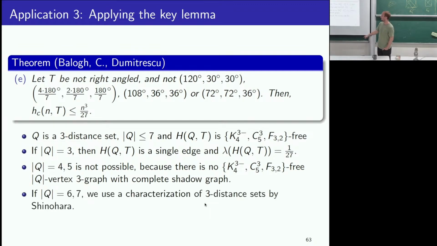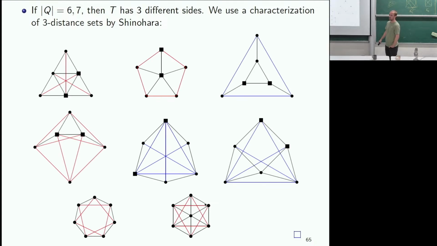So 6 or 7 are going to be the tricky cases. But we know that Q needs to be a 3-distance set. And Shinohara did the work for us. There are not that many 3-distance sets in the plane. Here are all of them, on 6 and 7 vertices.